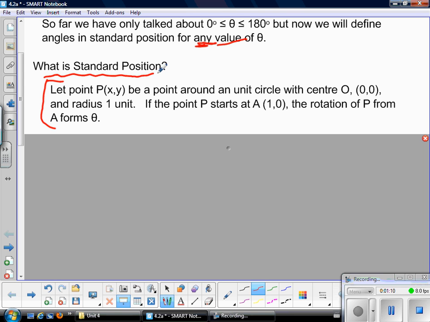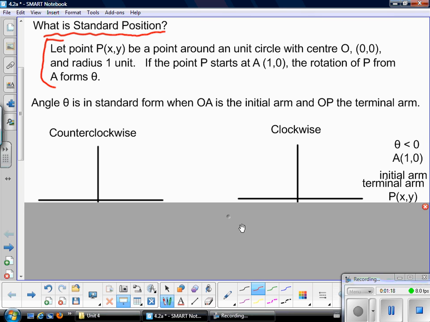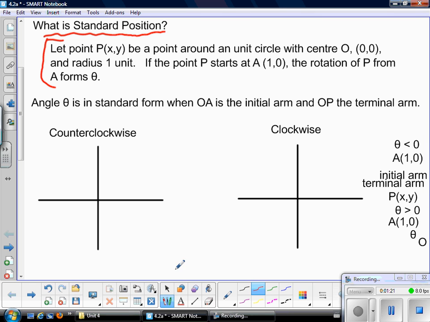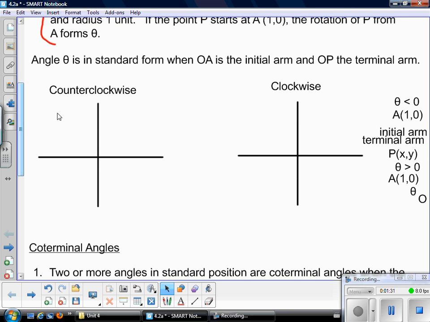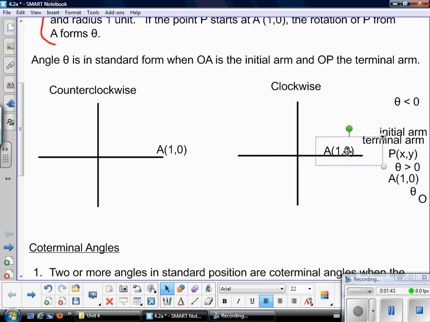Now, fine, that's the formal definition of it, but what does it really look like to us? Okay, so we have a few different things going on here. Angle theta is in standard form when OA is the initial arm and OP the terminal arm. So I have two axes here, and if I take the point A, which is 1, 0, I'm just going to clone it because I'm going to want it over here as well. So I have this point.